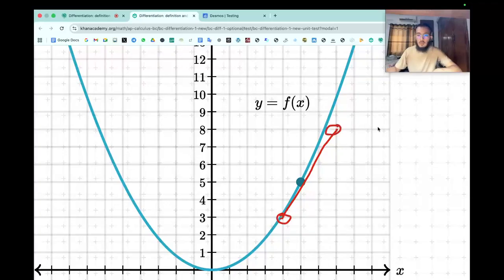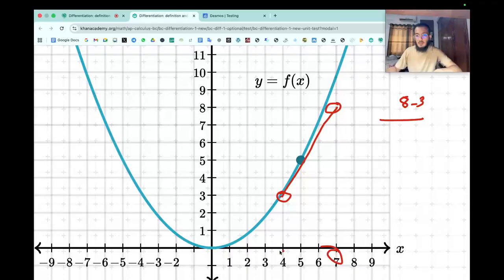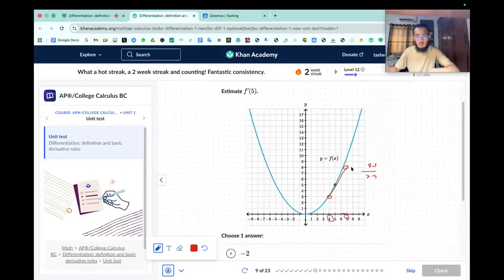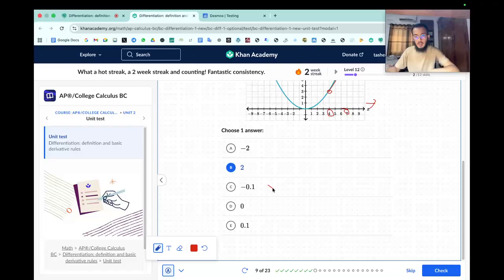So this is y2 minus y1, 8 minus 3, x2 minus x1, 7 minus 4. It's 1.6. So it's positive 2 basically, because it's a positive gradient. As x increases, y increases, so negative cannot be. It's definitely not 0. Now we're left with either 0.1 or 2, so it's 2.